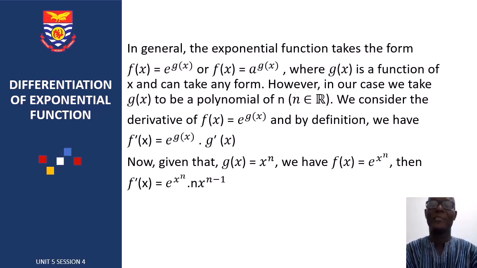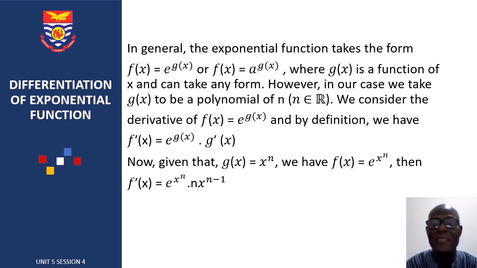By definition, if an exponential function is given as f of x equals e exponent g of x, then the derivative of f of x is e exponent g of x multiplying the derivative of the exponent, that is the derivative of g of x.